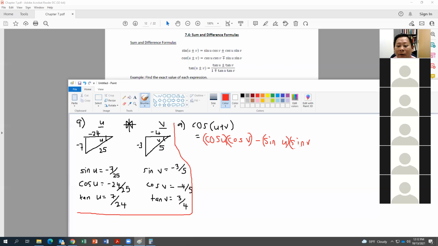Now look at your values here. Can someone tell me what cosine U is, if you look at this picture? Negative 24 over 25. Very good. And then cosine V? Negative 4 over 5. And sine U? Negative 7 over 25. And sine V? Negative 3 over 5. Yep.